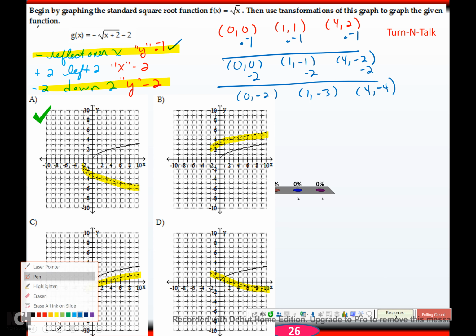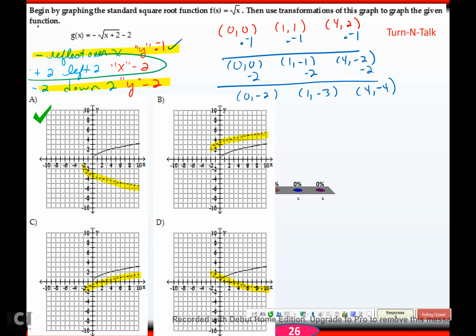And then it wants me to subtract 2 from my x's. So that's going to give me -2, -2, -1, -3, 2, -4. And if I plot those ordered pairs, -2, -2, -1, -3, and 2, -4, I know it makes half a parabola, there's my graph.